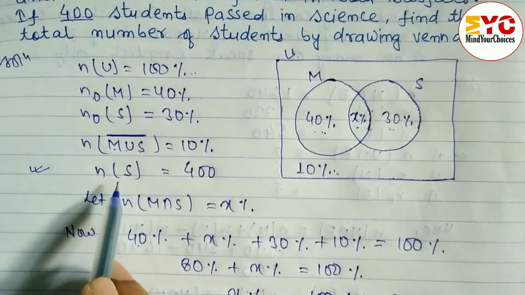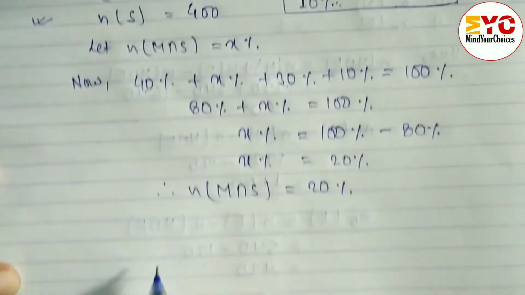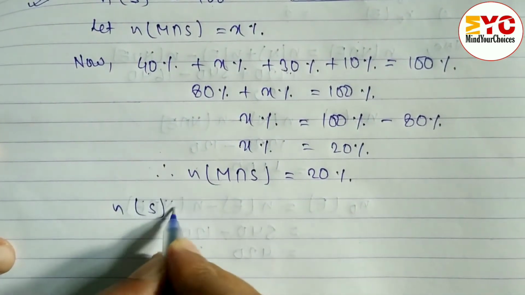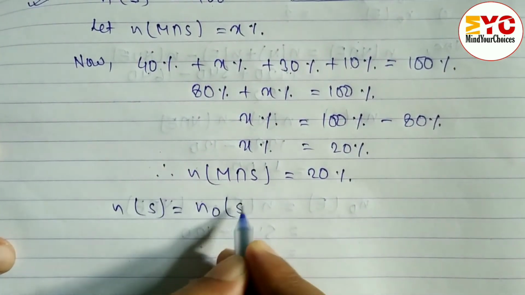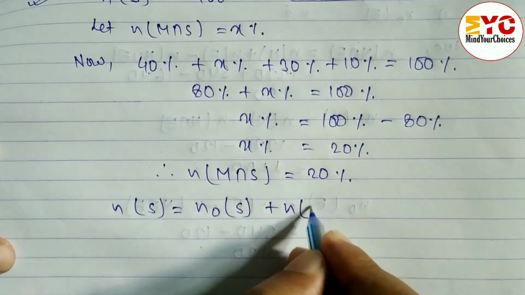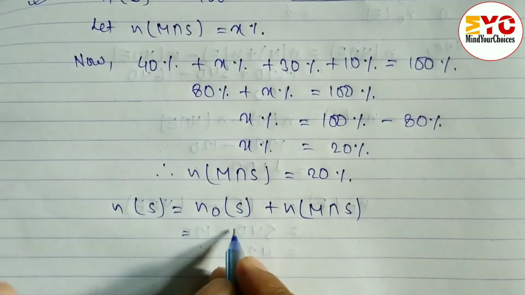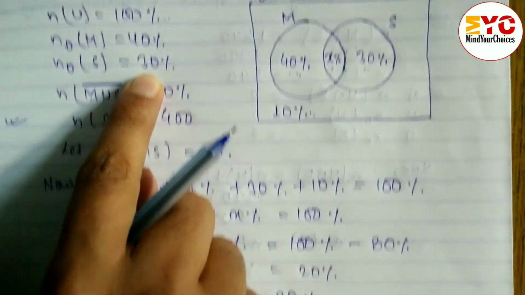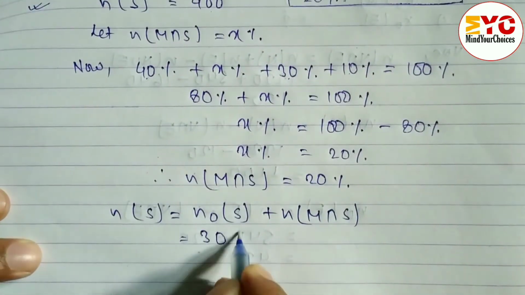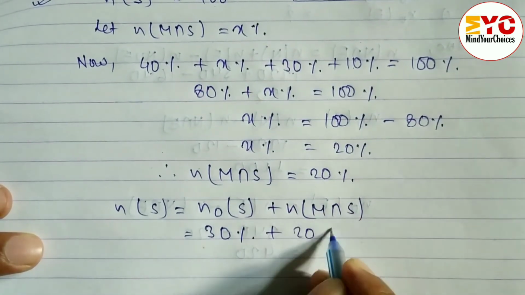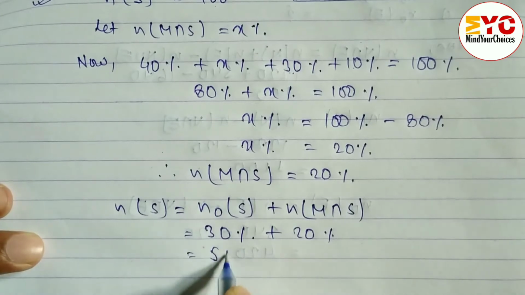Now in the question, what is given is n(S), and we have to find n(S) in percentage. To find n(S), we have a formula: n(only S) plus n(M ∩ S). n(only S) is given here as 30%, so we write 30% plus this M ∩ S we found, 20%. 20% is equal to 50%.